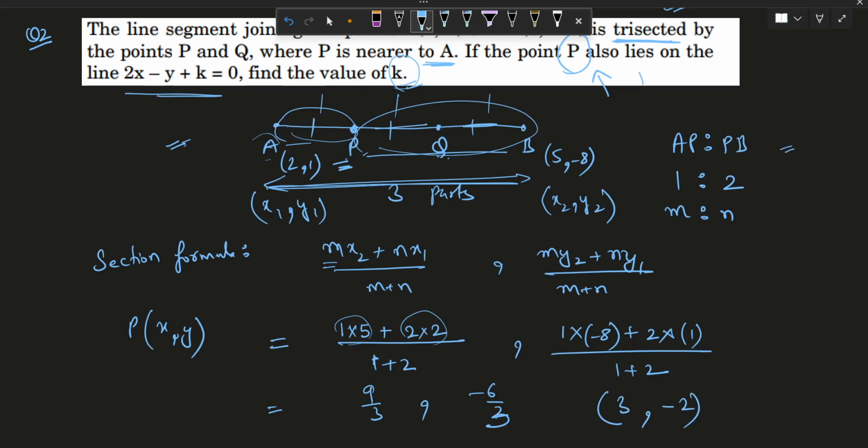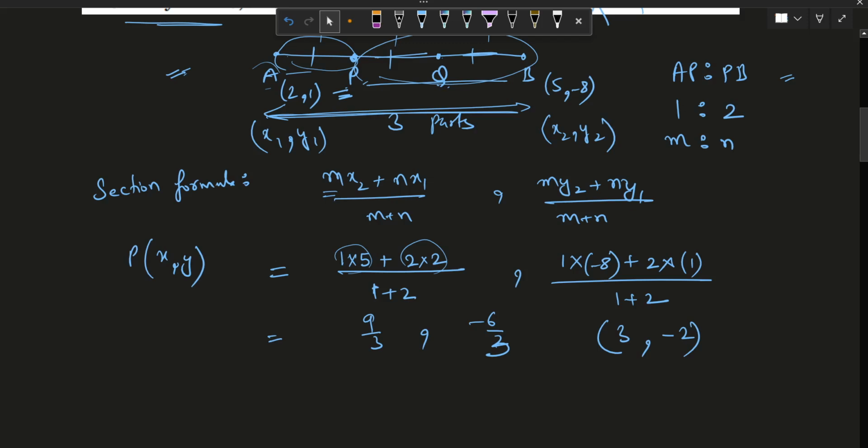Sorry, this is 3 here. Okay, so I hope it's clear. The coordinates of P have come. So P you got as 3 and minus 2.